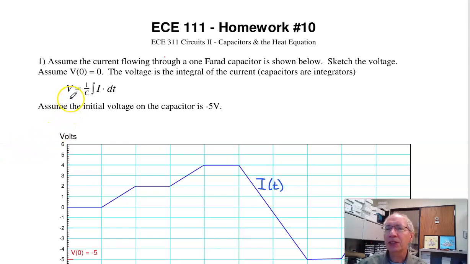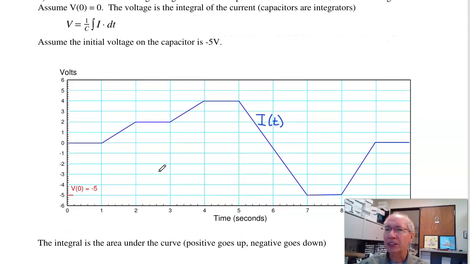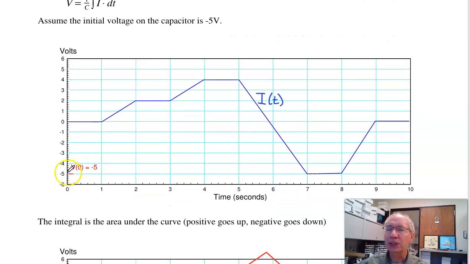The IV characteristic is the voltage is 1 over C times the integral of the current. So if I have one ampere into a capacitor, I just integrate. If this is the current, the voltage will be the area under the curve. Now, when you integrate, there's a thing called an integration constant. It depends upon where you start at.